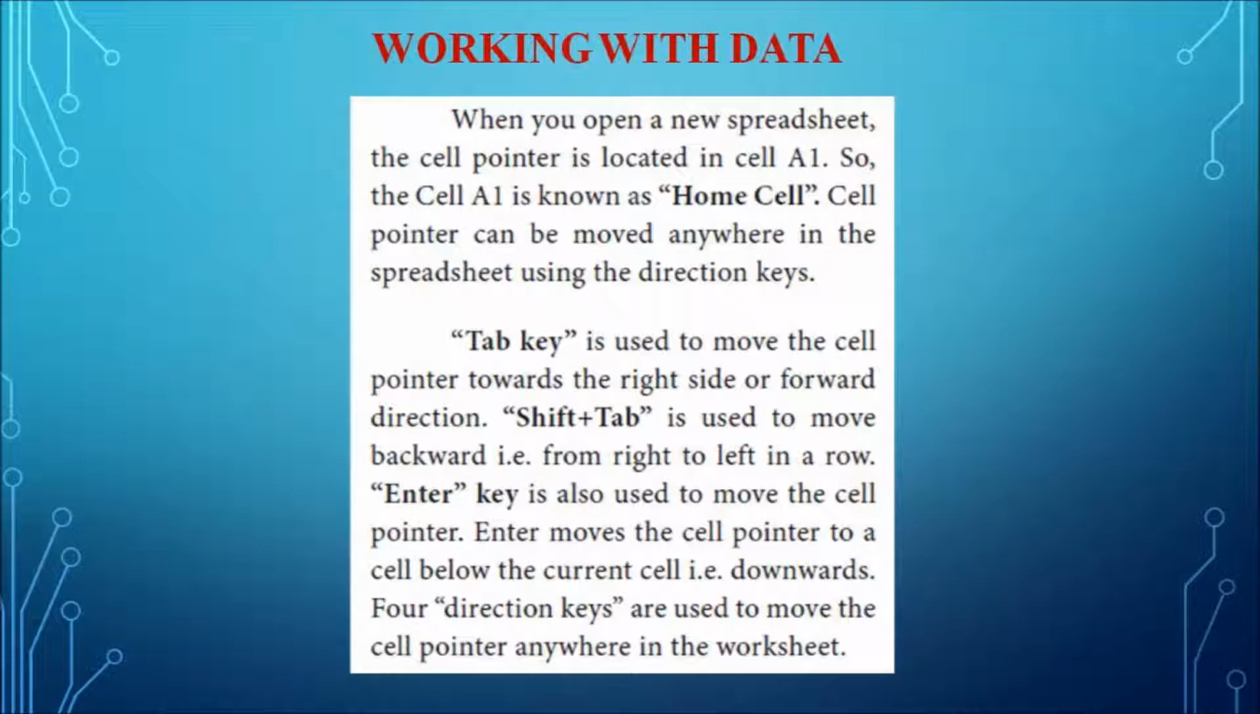And next, here they have given some of the navigation. How to navigate the cell pointer. First, pressing the Tab key. The Tab key is used to move the cell pointer towards the right, or forward. When you press the Tab key, the cell pointer will move one step to the right side. And when you press Shift plus Tab, holding the Shift key and the Tab key, the cell pointer will move to the left side, or backward. So these are the navigation keys.